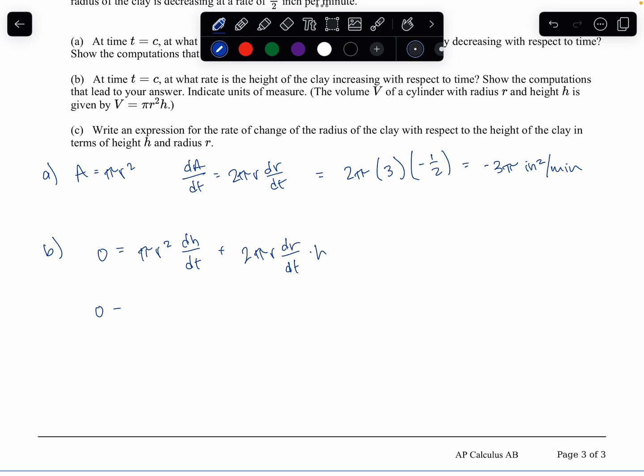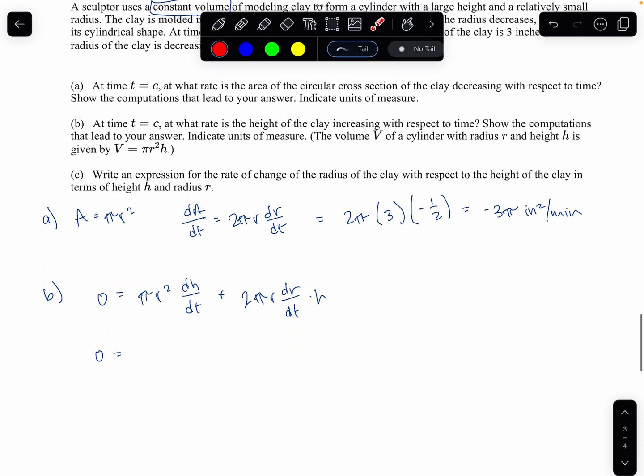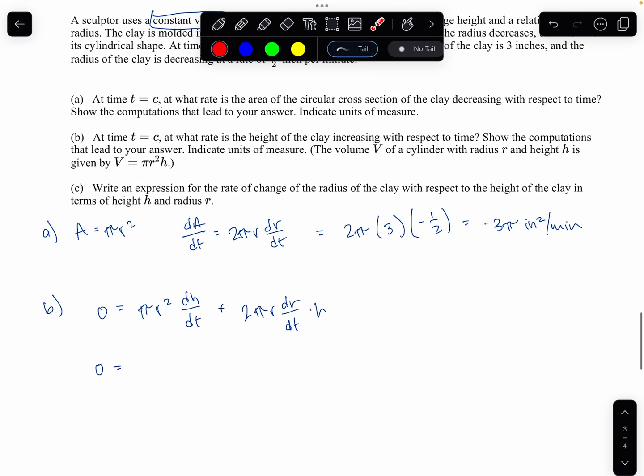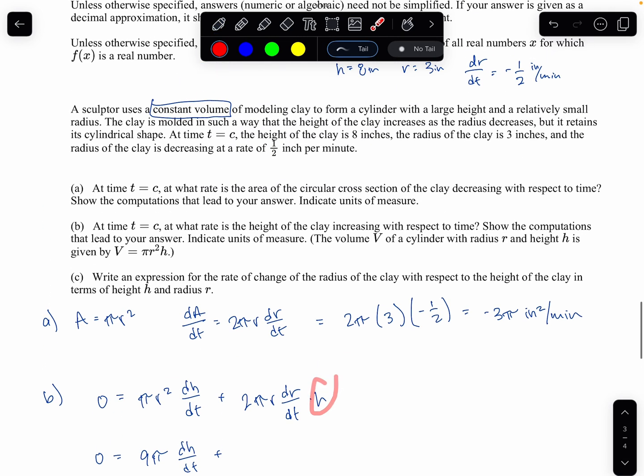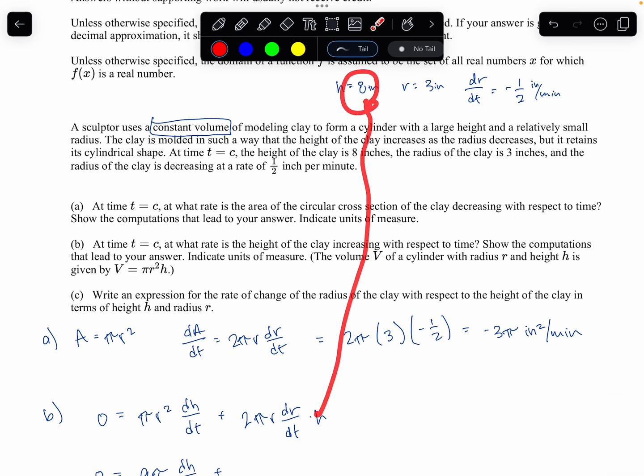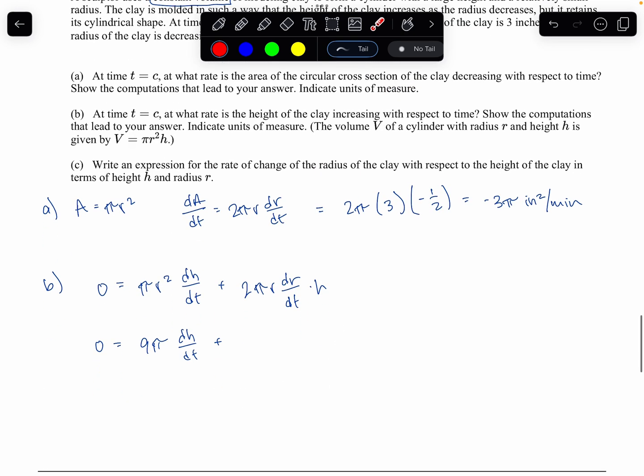So we have 0 is equal to, r is equal to 3, h prime is what we are looking for, right? At what rate is, yeah. So that's going to be 9 pi times dh/dt, plus the height is equal to 8, r is equal to 3, so that's going to be 24 times 2, so is that 48 pi? So 48 pi times -1/2. Am I doing this all right?